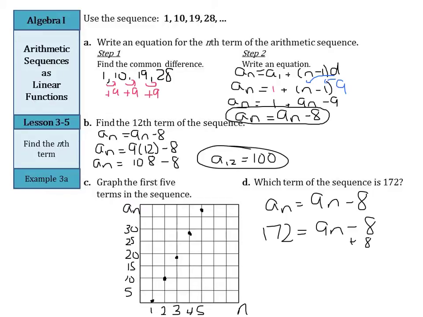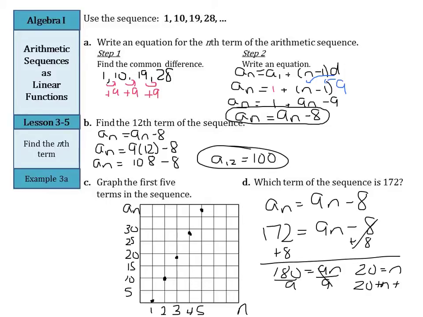Add 8 to both sides, you get 180 equals 9n. Divide by 9 on both sides, and 180 divided by 9 is 20. So this is the 20th term.